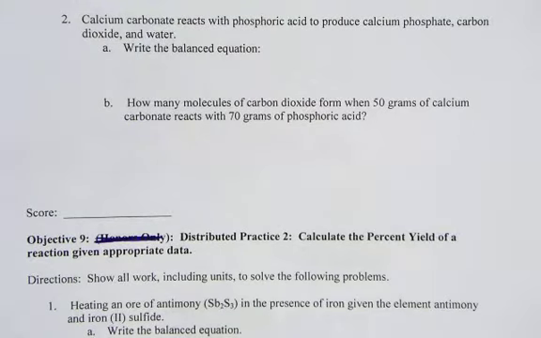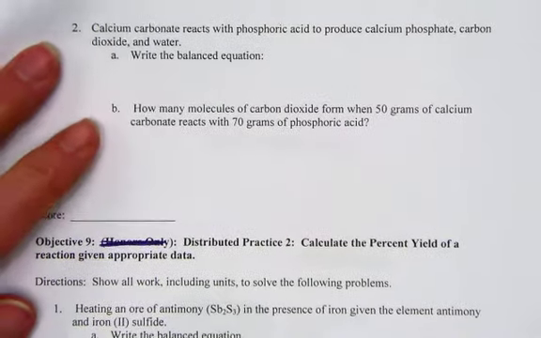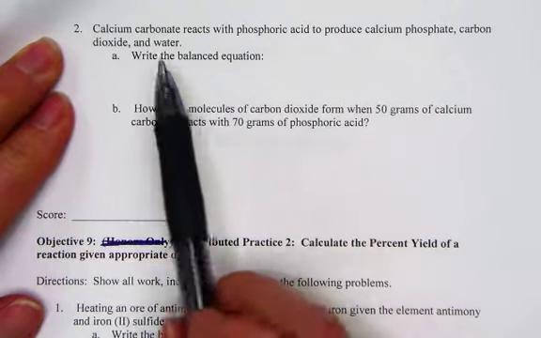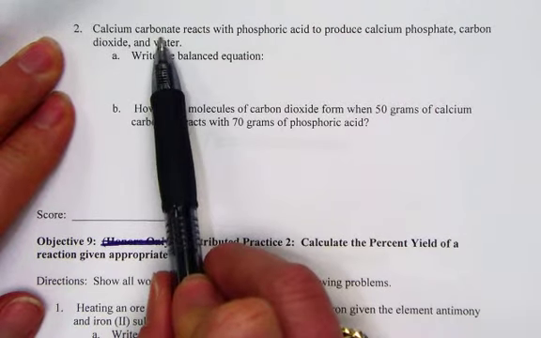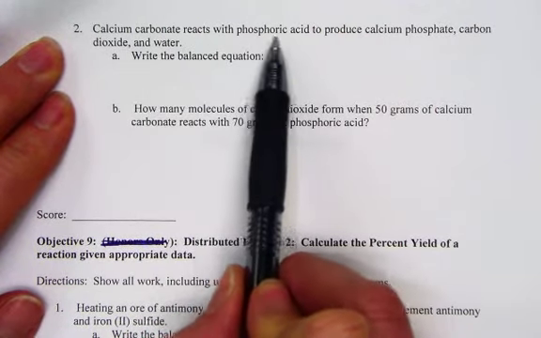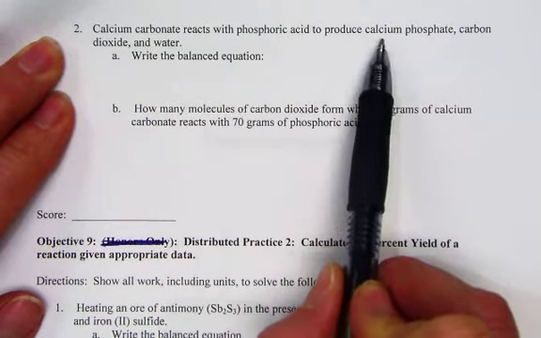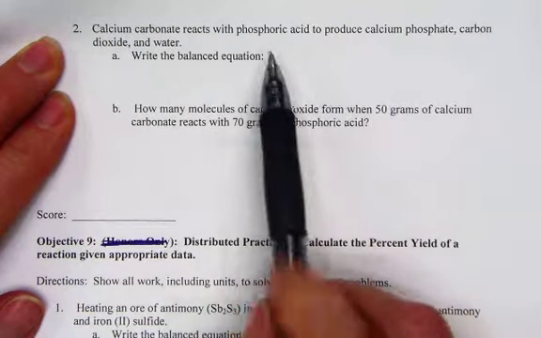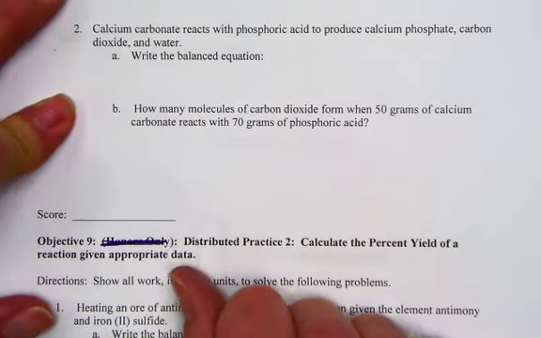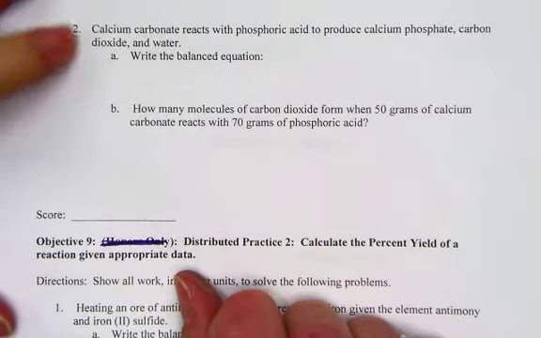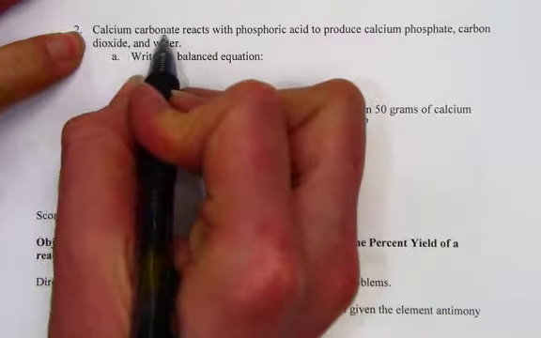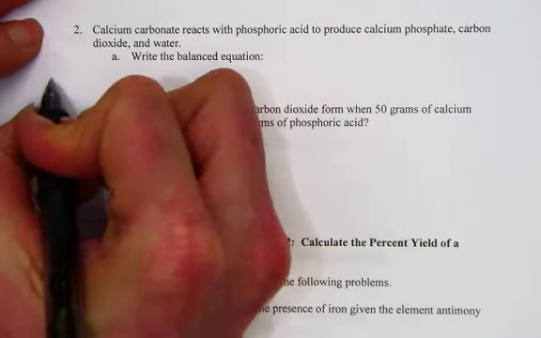The second question of Objective 8, again dealing with excess and limiting reagents. Calcium carbonate reacts with phosphoric acid, and it produces calcium phosphate, carbon dioxide, and water. Turning that into a balanced equation, beginning with the first calcium carbonate reactant.